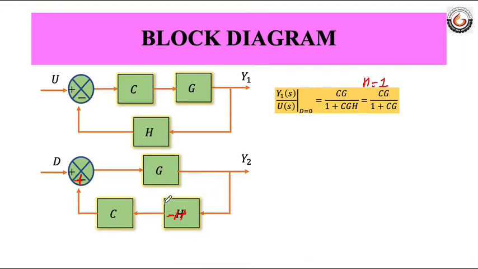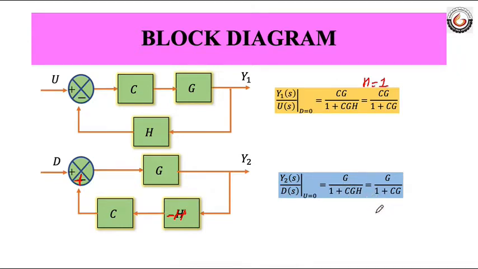Again, this is a feedback loop and you can take the transfer function to be G by 1 plus CGH. Now we can take H equal to 1 again. So we can write G by 1 plus CG. This is my second transfer function.